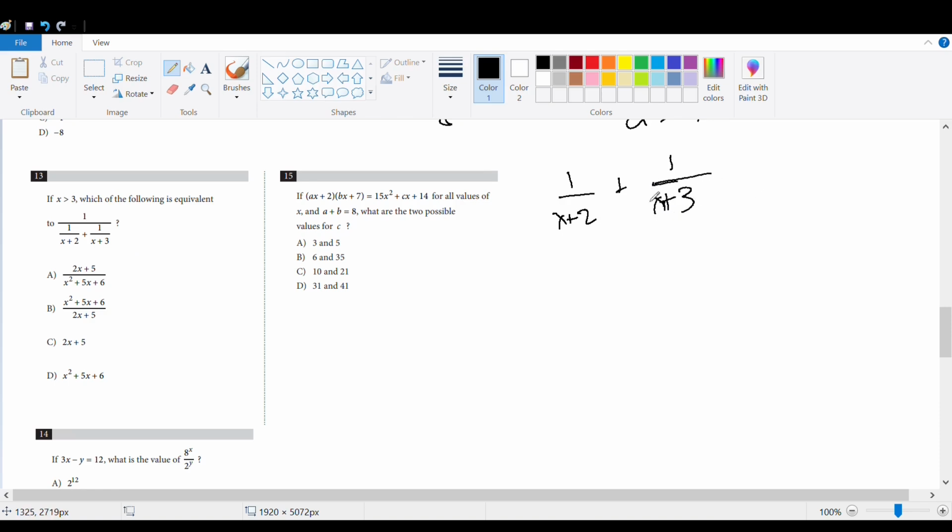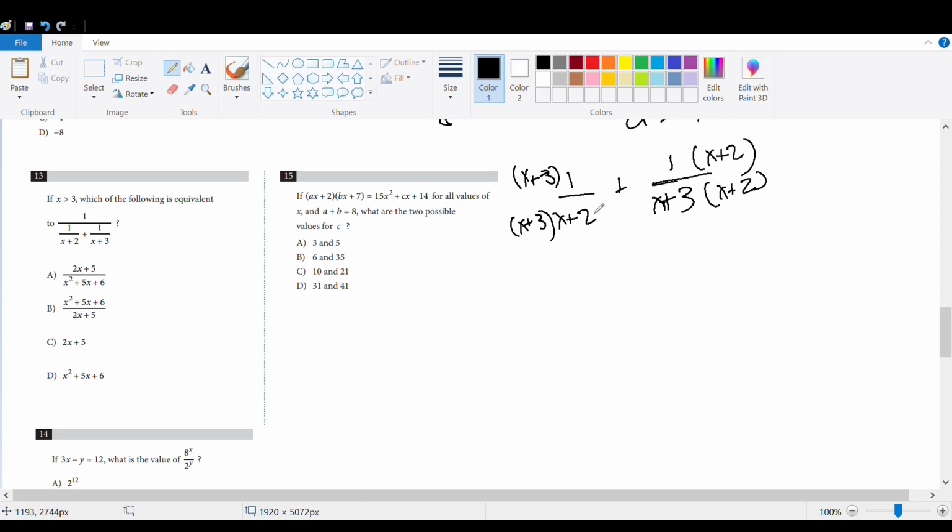Excuse my sloppy handwriting. So to do this, we just do x plus 3, and then x plus 2, x plus 2. And this keeps it equal, because you're just multiplying 1 over x plus 2 by x plus 3 over x plus 3, which is 1. And here x plus 2 over x plus 2, which is also 1, so this entire thing is still equal to this original equation here.